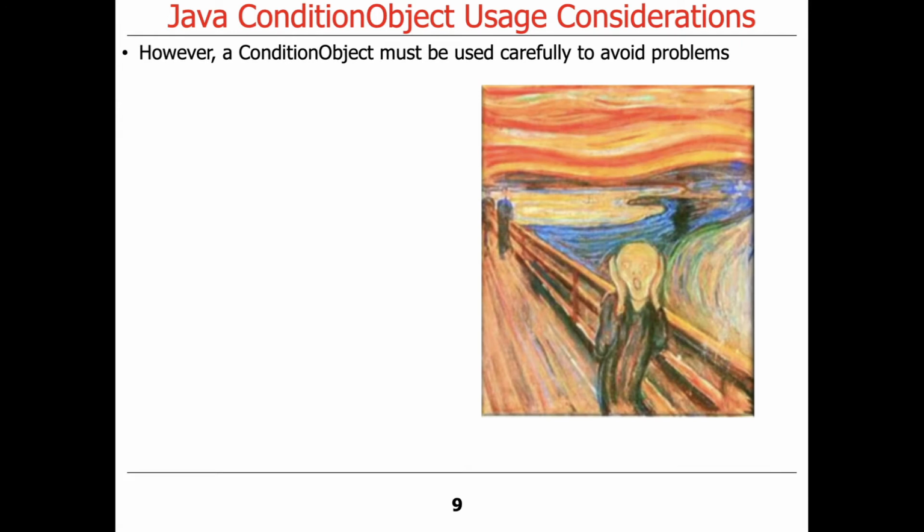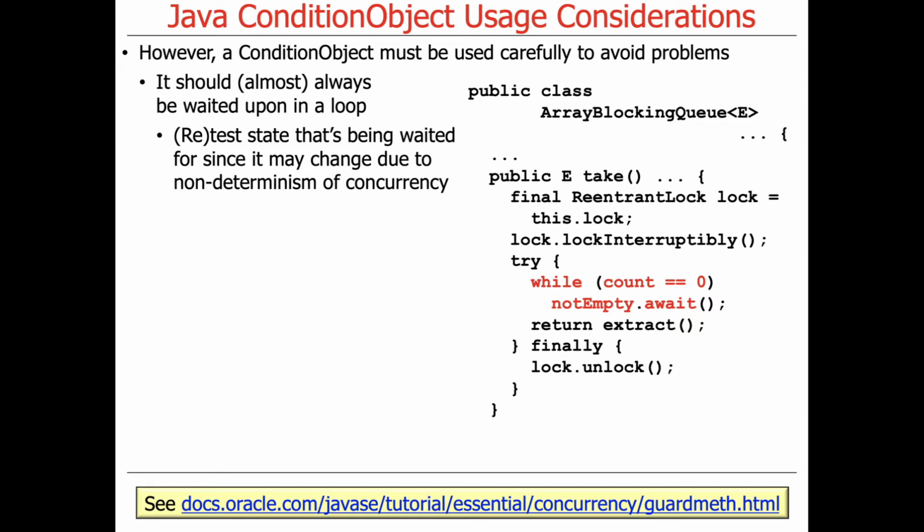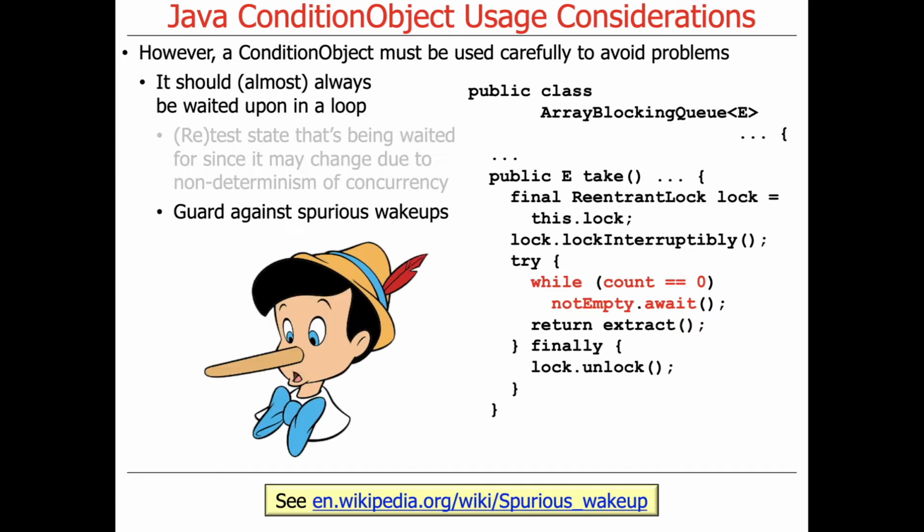You have to be careful using condition objects, however, to avoid certain types of concurrency hazards. As we've talked about several times now, you should almost always use them in a loop. And there's a couple of reasons for that. The main reason is that you need to deal with the inherent non-determinism of concurrency, and therefore you have to retest the state that's being waited for because it could have changed in the intervening time between when signal is called and when await returns with the lock held. So that's subtle. There's lots of windows for race conditions and other problems to occur.